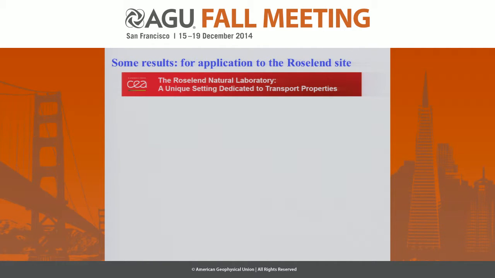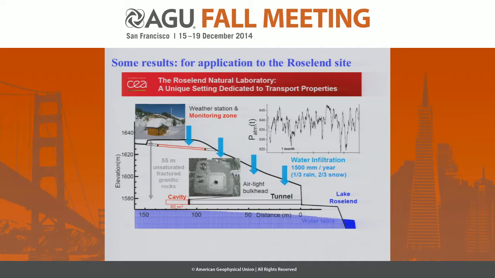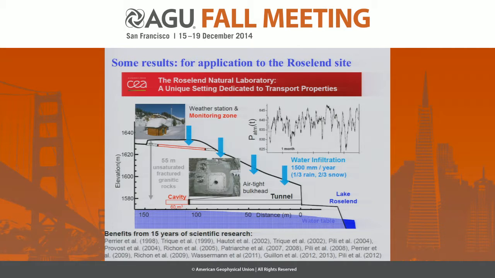So the results, it's for an application to a specific site. Actually, it's a work in collaboration with the French Atomic Energy Commission. And they have a lab in the Alps. So it's basically a tunnel like this, which is about 150 meters long, and which is about 50 meters below the surface of the ground. And actually, it's quite a useful place because more than 15 years of scientific research has been done on this specific site. So we know a lot about this particular site.